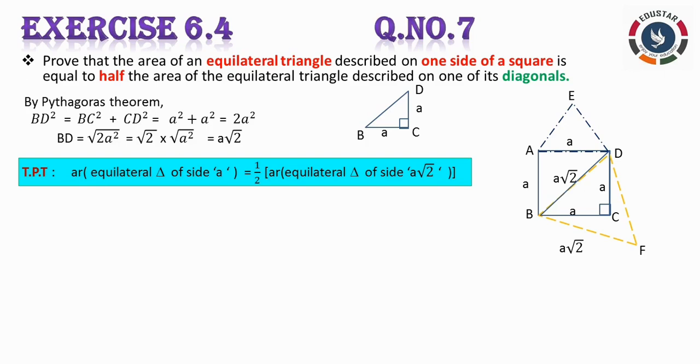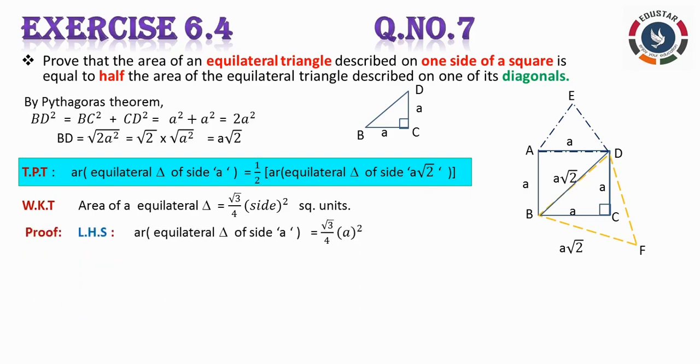Do you know? Yes. So, as per the statement, what are you going to prove? We are going to use the LHS equal to RHS concept. What is our LHS? The area of an equilateral triangle of side a. And it is equal to half the area of the equilateral triangle of side one of its diagonals. What is the diagonal we found? It is a root 2. We are going to prove it by the LHS and RHS method. What is the area of an equilateral triangle formula? It is root 3 by 4 side square. In the place of side, what are you going to replace? a and a root 2.